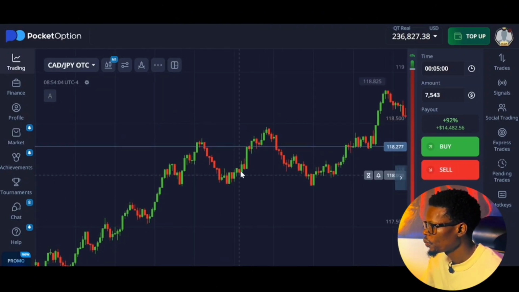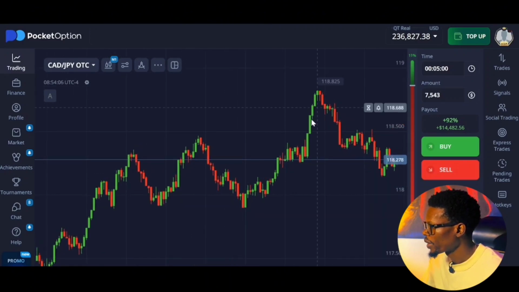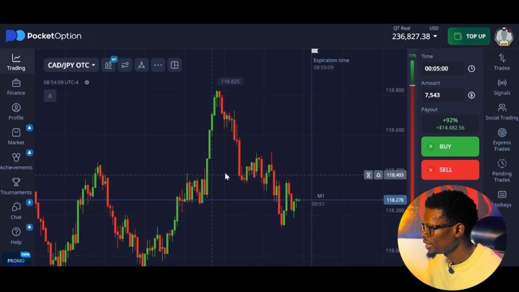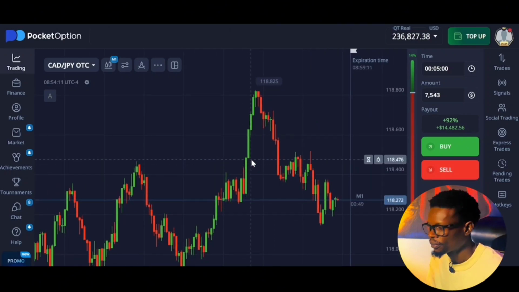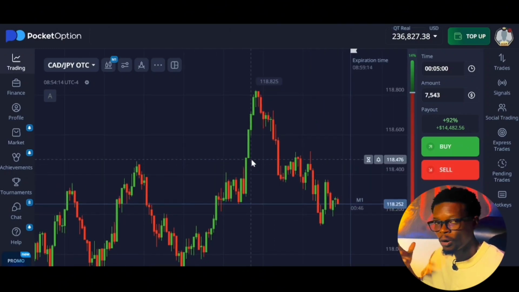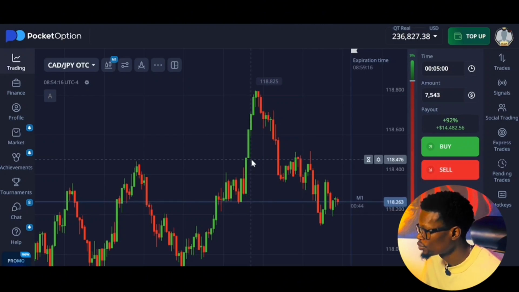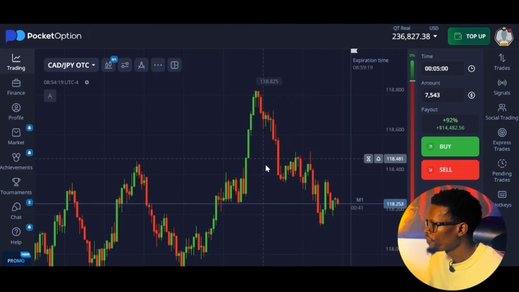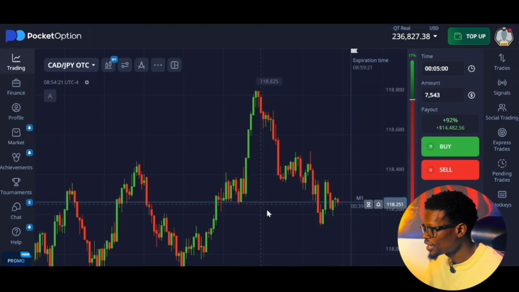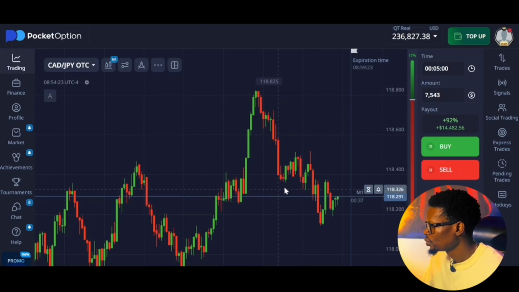We had a run here, we had a pullback, we had a run, we had a pullback, we had a run here, and what we're having now is a pullback. You know, price doesn't move in a straight line. Price will go up and fall, and that is what happens all of the time in the financial market. So we find opportunities to jump on the trade when we have a pullback that looks like this.